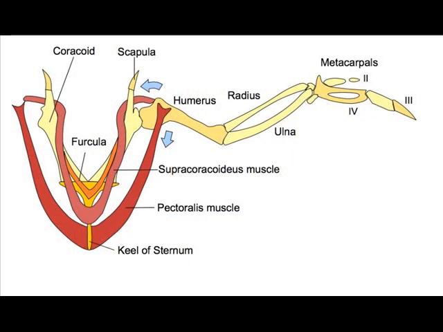The supracoracoideus muscle is attached to a tendon that runs along the medial surface of the coracoid bone, passing through an opening formed by the coracoid, scapula, and humeral bones, then inserts at the dorsal surface of the humerus. This tendon allows the muscle to act as a natural pulley system.